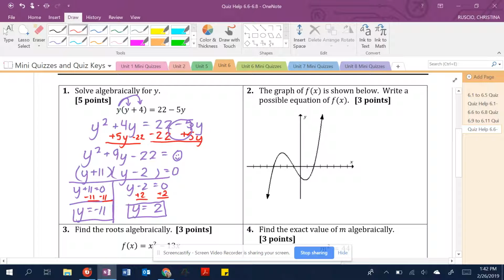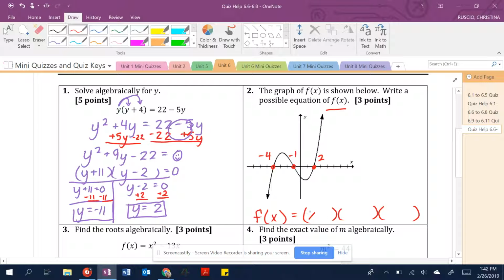Okay, question number 2. They want us to find a possible equation for f of x. Well, the first thing that I'm noticing is I want to write down f of x because it says it right here. I'm also going to get my factors from my zeros. So I have a 0 at negative 1, I have a 0 at 2, and I have a 0 at negative 4. So that to me tells me that I have 3 factors.